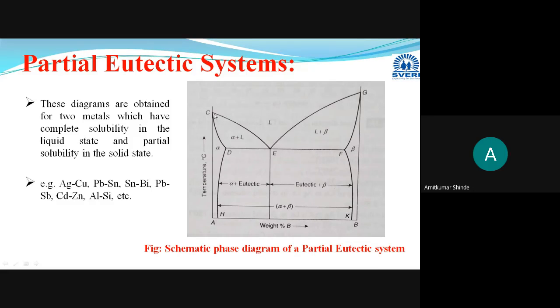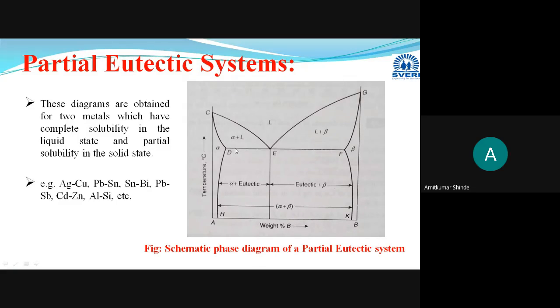Now, this line C, D, E, F, G will be termed as the solidus line. Below this line, all the metals or alloys will be in the solid state only. So C, E, G is the liquidus line, and C, D, E, F, G is the solidus line.